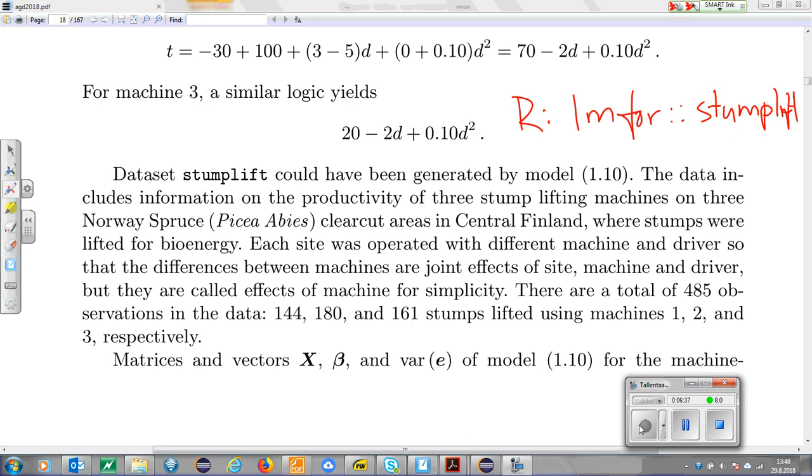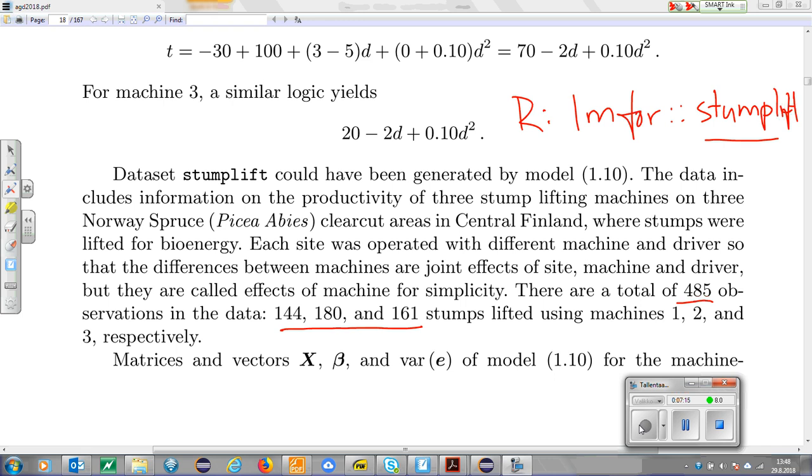In the R package lme4 there is a dataset called StumpLift, and this dataset is something that could have been generated by this model. We don't know if it has been generated by this model because it's empirical data. We never know the true model of the data, but at least estimates of the parameters are very close to the ones shown here. The data includes a total of 485 observations and this number of stumps per machine.